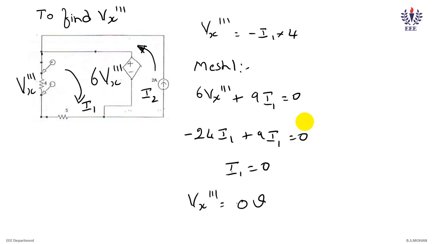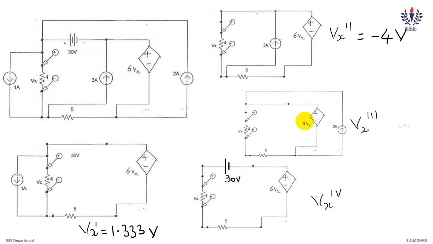So you have seen that I have verified that Vx triple dash is 0, either by nodal or mesh. You can do it by any one method. I just did this to show you that it is still 0 volt. That means the 2 amp source is not contributing any voltage drop across the 4 ohms. So we write Vx triple dash is equal to 0 volt.